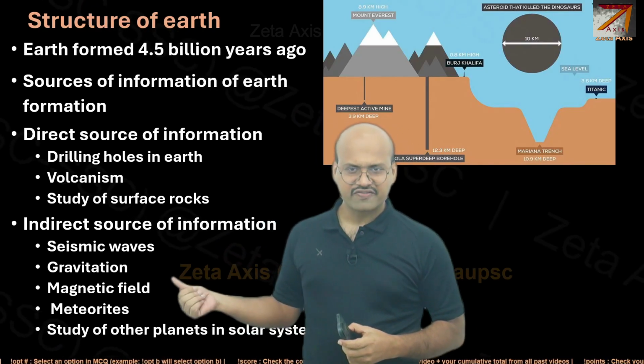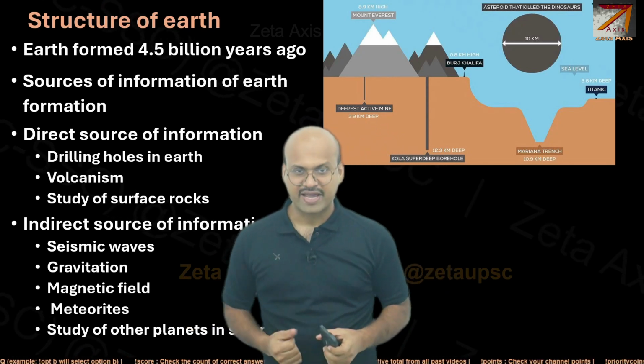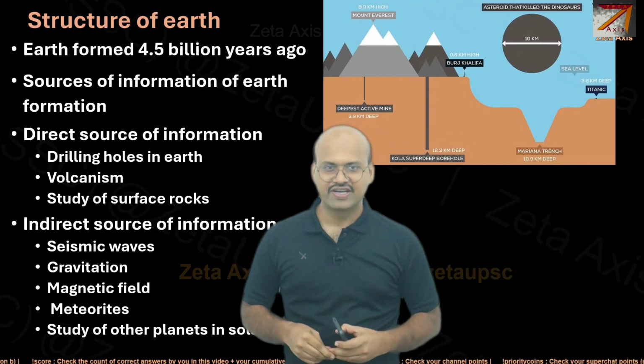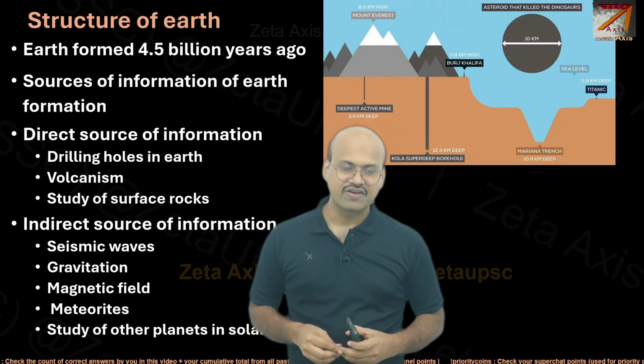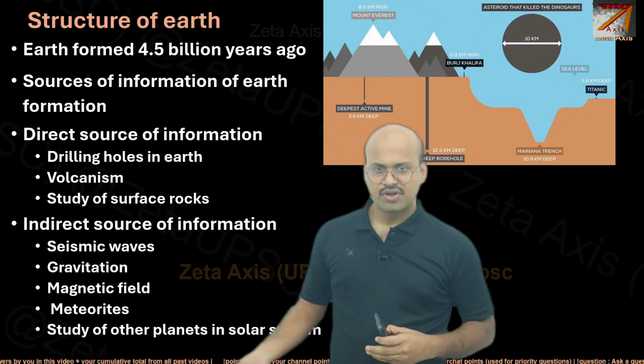Then magnetic field study is also one of the sources, because some rocks are magnetic in nature, which influence or get influenced by the magnetic field. So if we study the magnetic field, we can determine what kind of rocks are there beneath the Earth's surface. Meteoroids.